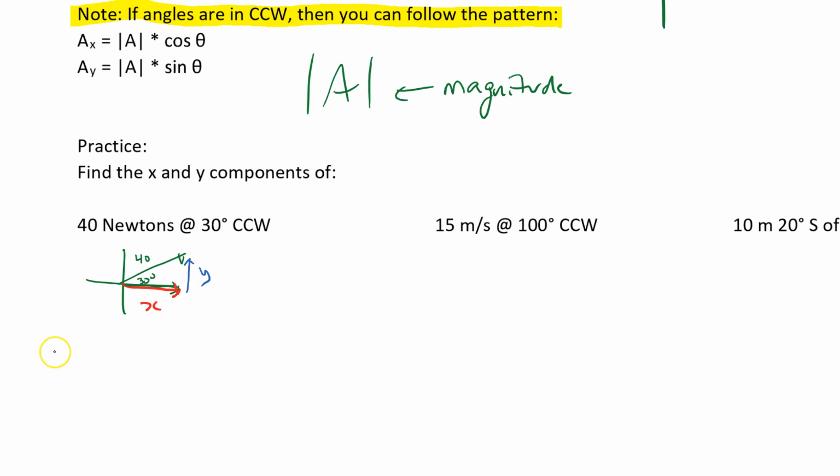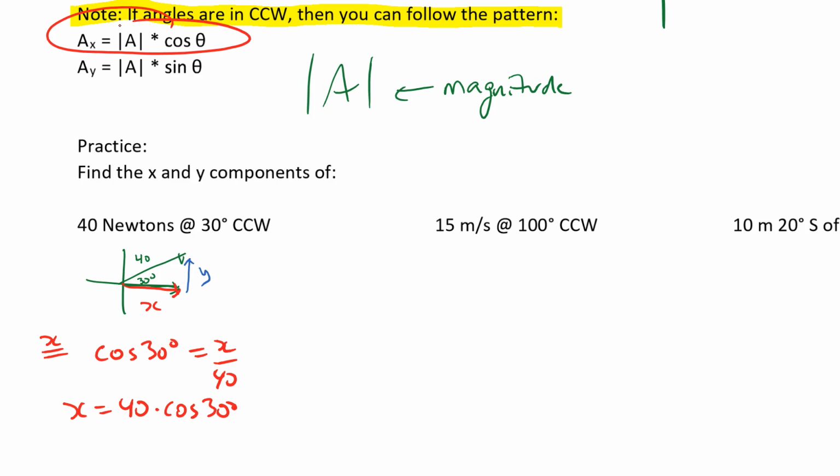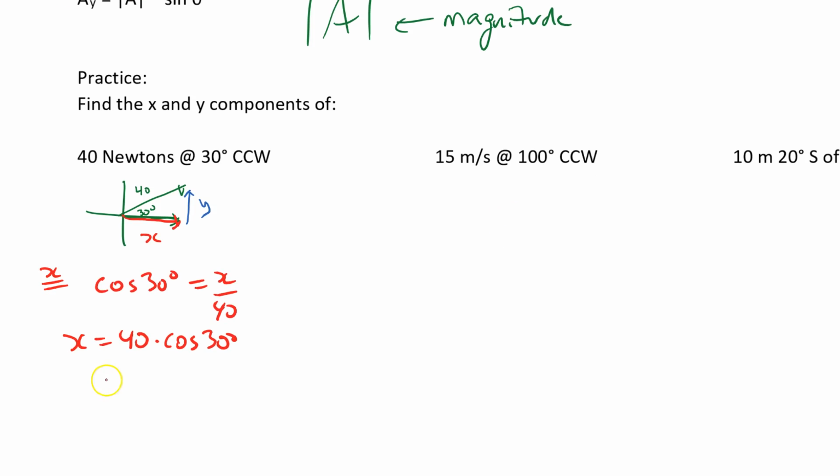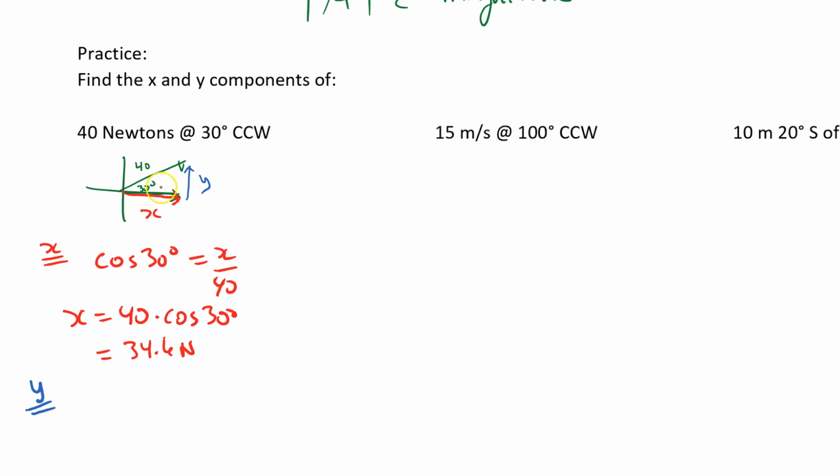So when I'm figuring out the x direction, I will be using cos. I will say cos of 30 degrees is equal to x over 40. If I multiply both sides by 40, I will get x is equal to 40 times the cos of 30 degrees, which is just what I wrote up here, so I could actually take that shortcut right away. If I plug that into my calculator, I get 34.6 newtons.